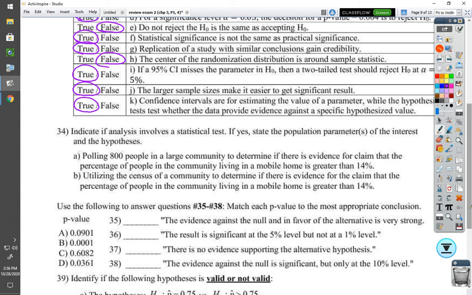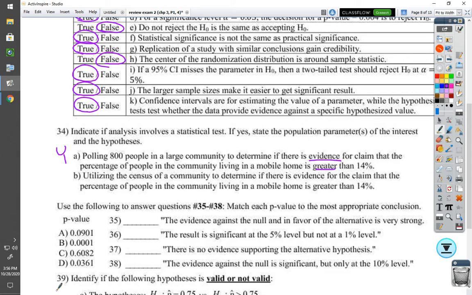Number 34, indicate whether the analysis involves a statistical test. Letter A, a poll of 800 people in a large community to determine if there's evidence, I see the word evidence right there, for a claim that the proportion in mobile homes is greater than something, and the answer is yes.